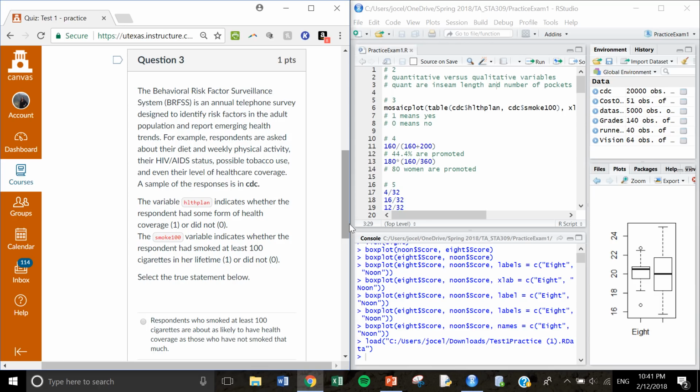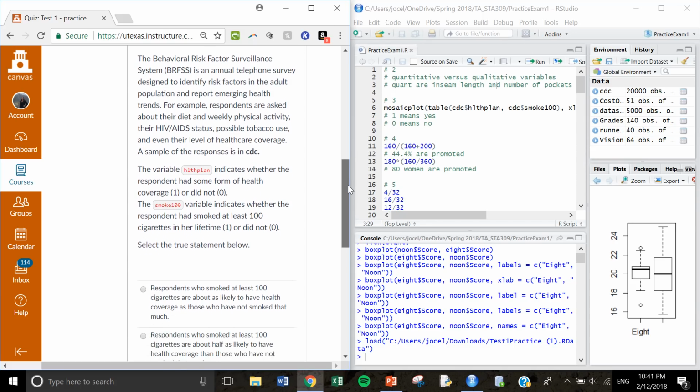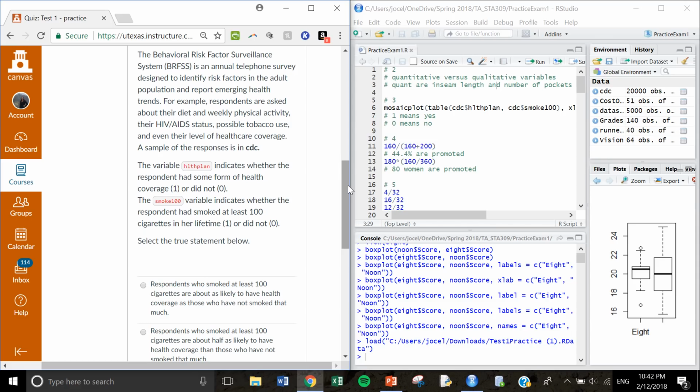Number 3. So this question is talking about a telephone survey about risk factors in health populations. They basically ask about diet, weekly physical activity, HIV/AIDS status, tobacco use, and level of healthcare coverage. And it says this data is in CDC, which is in our global environment. The variable health plan indicates whether the respondent had some form of health coverage or did not. So 1 means yes, they had health coverage, 0 means they didn't. And then the smoke 100 variable indicates whether the respondent had smoked at least 100 cigarettes in their life or did not. Same thing, 1 means yes, 0 means not.